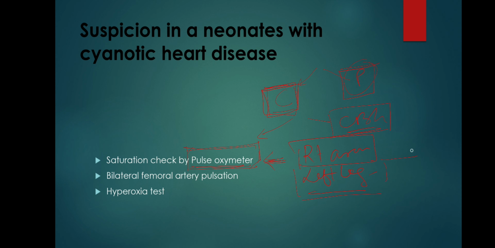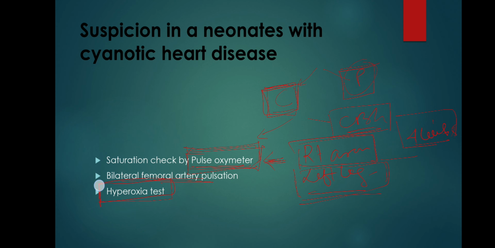and we have to check all four limbs if it is feasible. Mostly we check all four limbs. If we have to check in two limbs, then right arm and left leg is the normal checking point where we check the saturation. Then, after the pulse oximeter shows the child has cyanosis, we have to check the bilateral femoral artery pulsation. If the bilateral femoral artery pulsation is absent, then we think about coarctation of aorta. And after that we have to do the hyperoxia test.